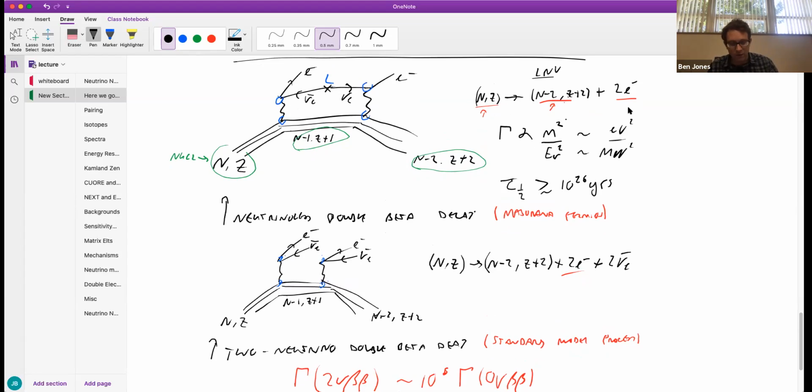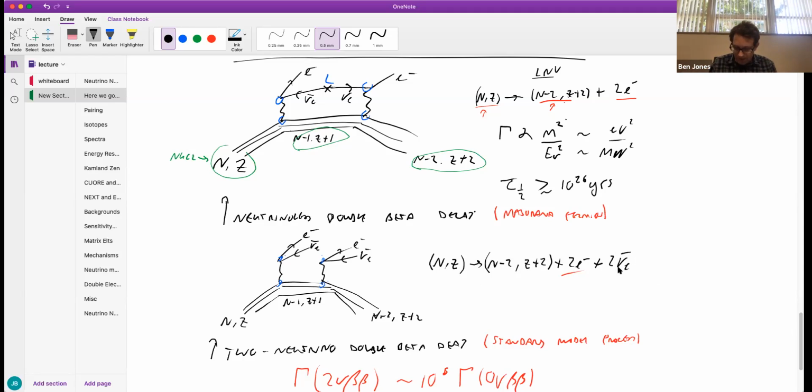If we see that, we go collect our Nobel Prize because we've discovered Majorana neutrinos. This one is the standard model process where the nuclear transition is still from (N, Z) to (N-2, Z+2), but in the final state, we have both 2 electrons and 2 neutrinos. Since we can never detect the neutrinos here, they're just going to zip through the detector unless our detector is a light year in size, which it will not be.